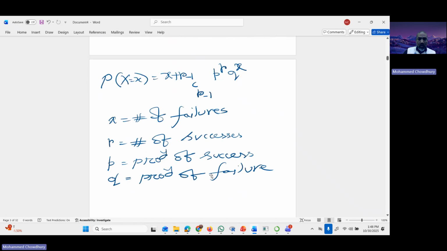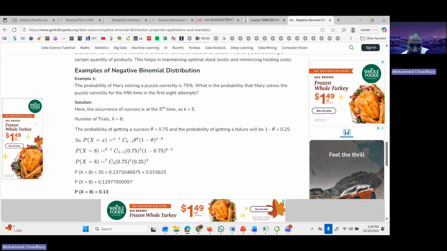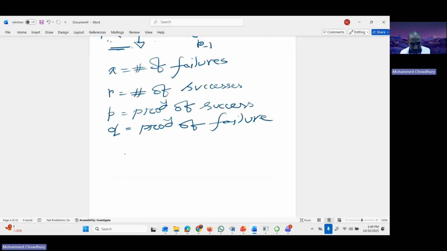From there, we want to find the probability of the number of failures. Here x is the random variable. When we find this probability, we are finding the number of failures needed to get this number of successes. In order to get our successes, what is the probability that we have? So let us solve a problem here. The probability of Mary solving a puzzle is 0.75, so p equals 0.75, and q is 0.25.